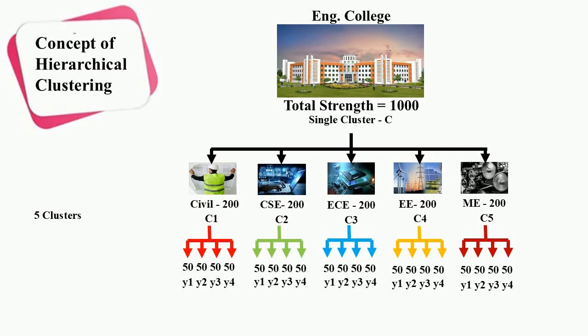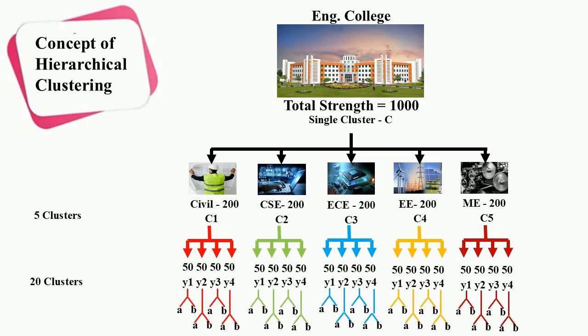Now say the 5 clusters are further divided into 4 clusters of strength 50 each. Again, note here that the clusters may be of different strengths also. Name these clusters Y1, Y2, Y3, Y4 for each branch. Therefore, now we have 20 clusters in total. Further, each Y cluster is divided into 2 sections, A and B. This makes a total cluster strength of 40 now.